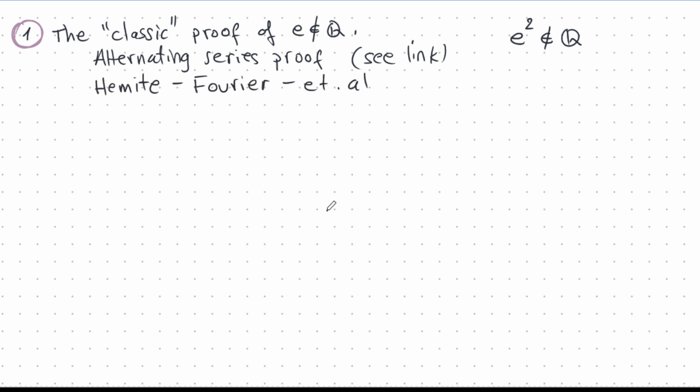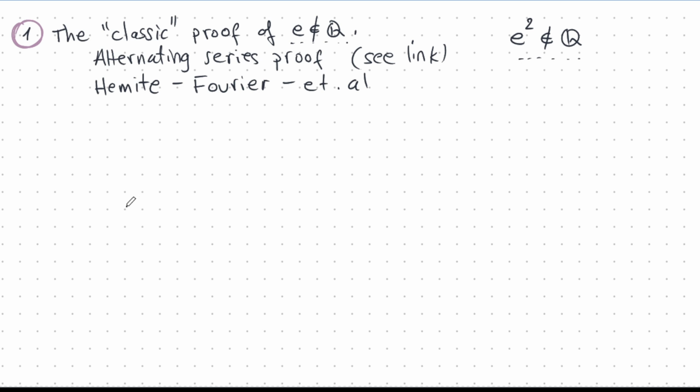I'm not sure who was the first to do the classic proof. Some say Hermite, some say Fourier, but I'm sure it's more than one person who composed the most elegant version of this proof that we will see today. I'm going to do the classic proof first of e is not in Q, and then apply the same ideas to e squared is not in Q.